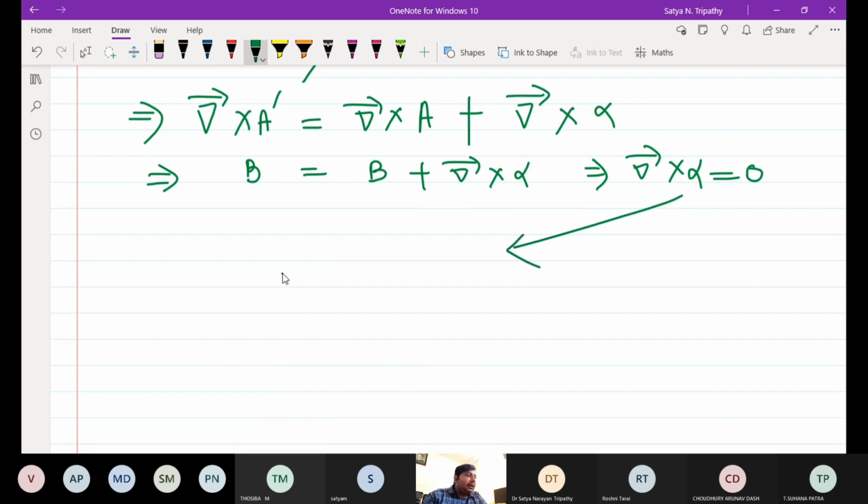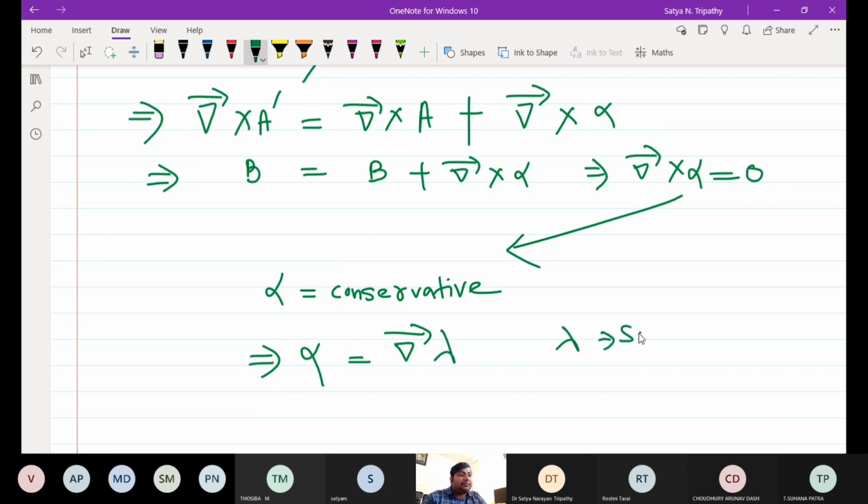Now alpha is conservative because del cross alpha is 0. If something is conservative, I can represent it as the gradient of some scalar function. Let that be lambda, a scalar function. Is it clear up to this point? Yes, sir.